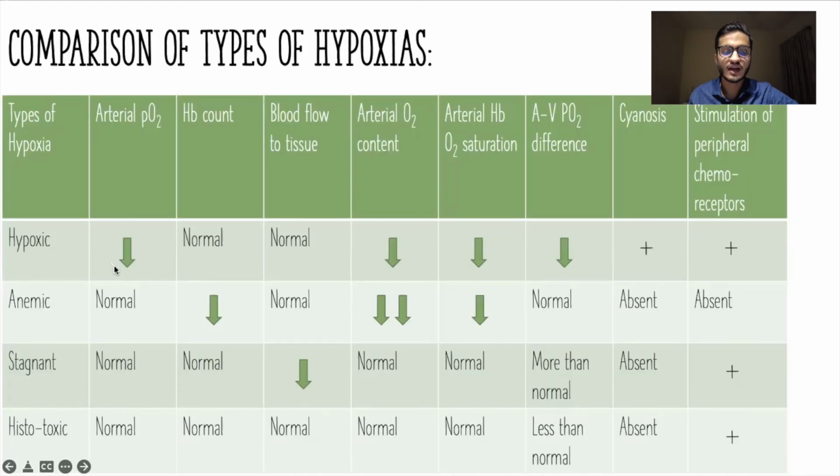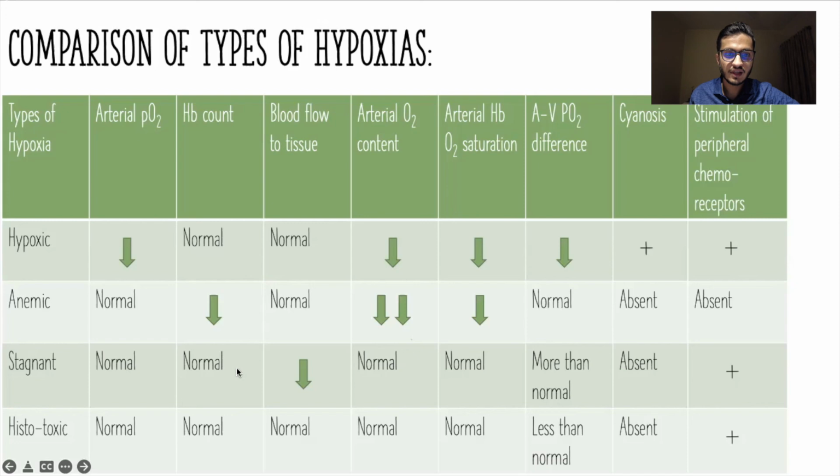So if you summarize, hypoxic hypoxia typically presents with decreased partial pressure of oxygen in arteries, with decreased arterial oxygen content, decreased arterial hemoglobin oxygen saturation, whereas decreased difference in the arterial to venous pressures of oxygen. And these are the cases which typically present with cyanosis. Next, anemic hypoxia are the ones in which there is decreased hemoglobin count, which causes significant decrease in the arterial oxygen content, causing further decrease in the hemoglobin oxygen saturation.